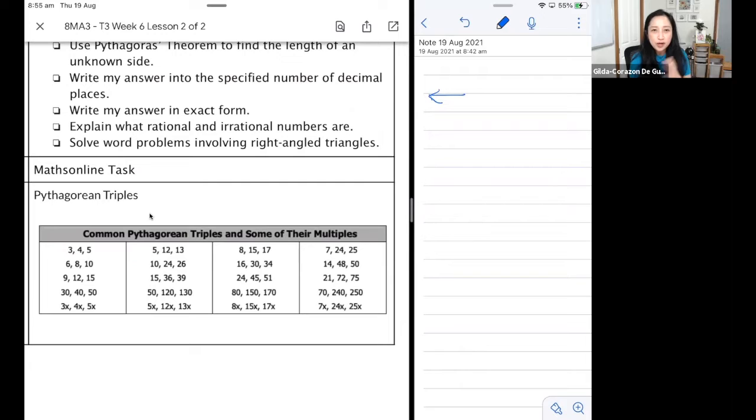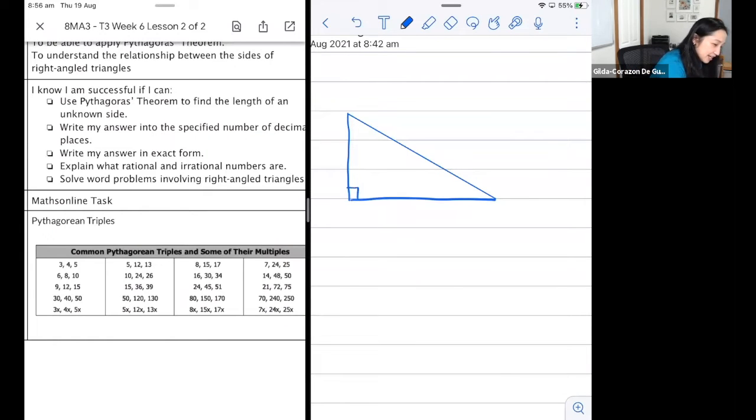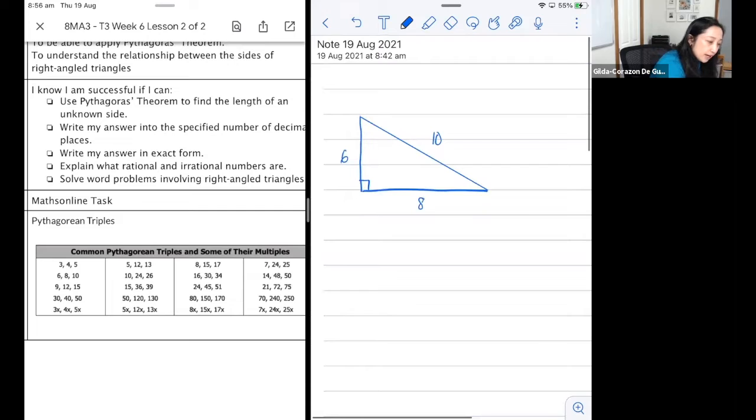So what would be the application of this and how would this be useful? I know you don't have to memorize all of them, but you just need to know some of them. Let's say this was 6, this was 8. Because I know a 3, 4, 5 triangle is a right angle triangle, and I see that's 6, that's 8, without any further calculations, I know that this must be 10, because that's 3 times 2 and that's 4 times 2. Therefore, that must be 5 times 2 as well.